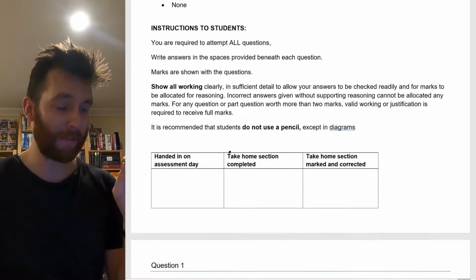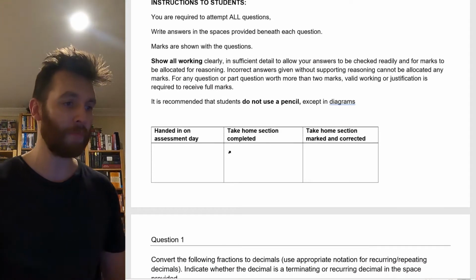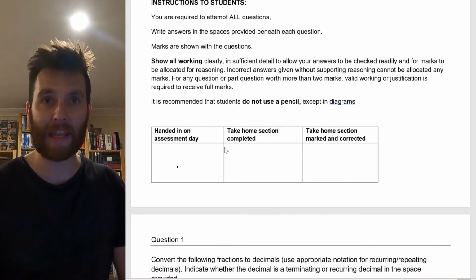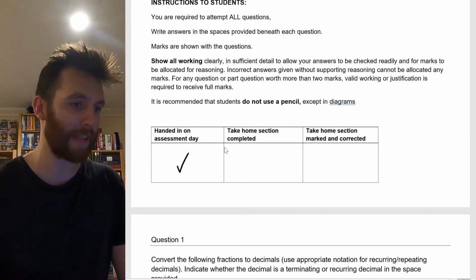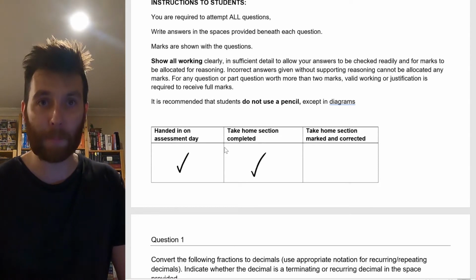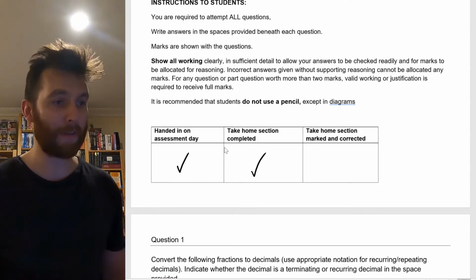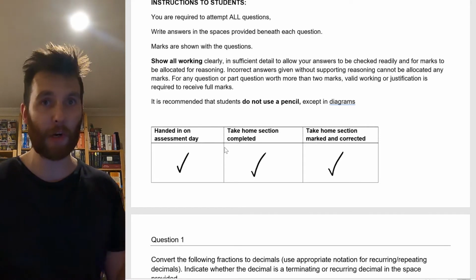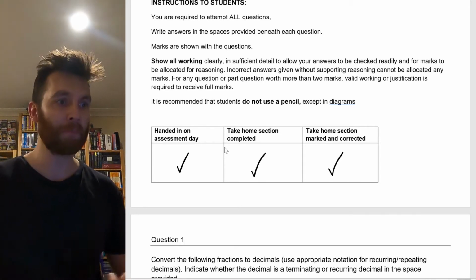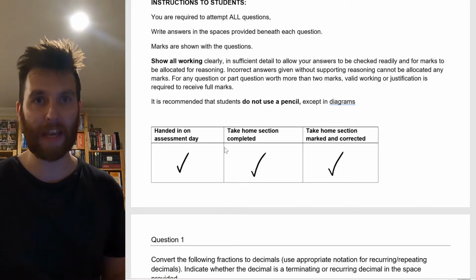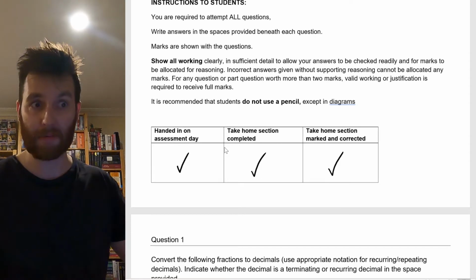Now for these 3 marks for the take-home section, you get 1 mark for handing it in on Monday, which is the day of the validation, 1 mark for having it completed, and then another mark for marking it and then making any corrections that you need to as well. So if you do all 3 of those things, you get 3 marks, and that's it.